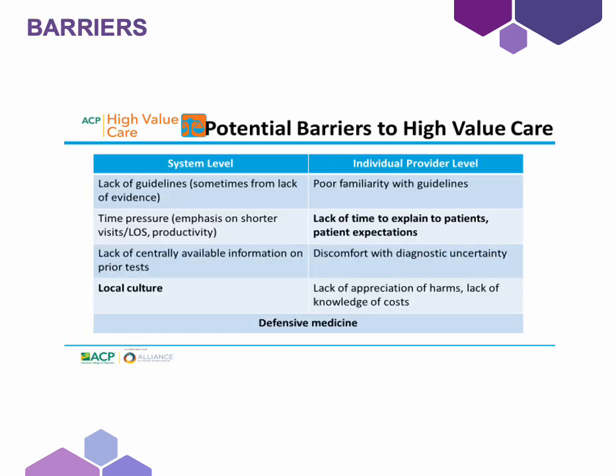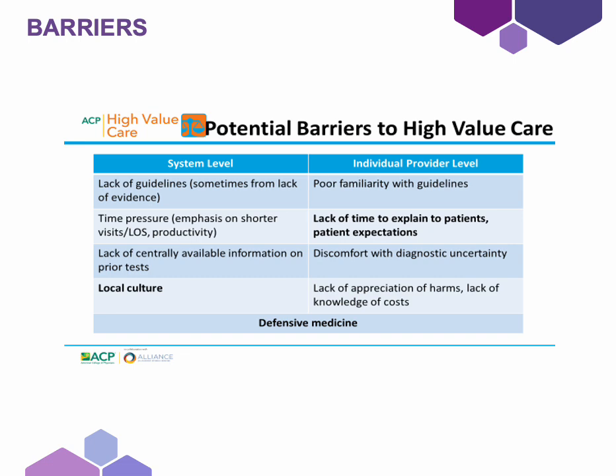Potential barriers to high-value care occur both at a systems level and an individual provider level. At a systems level, there may be lack of guidelines for a particular intervention for a particular disease, sometimes because there is lack of evidence. On an individual provider level, they may have poor familiarity with guidelines. On a systems level, there may be time pressure, emphasis on shorter visits, length of stay, productivity. I deal with this frequently as a hospitalist. On an individual provider level, there's lack of time to explain to patients, and patient expectations of care can sometimes get in the way of providing high-value care.